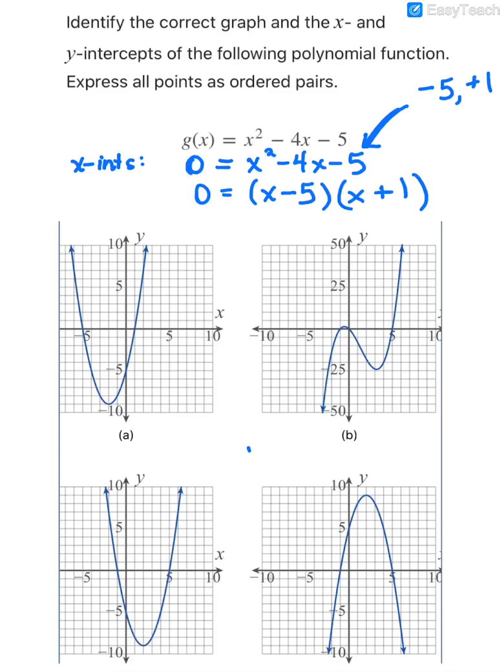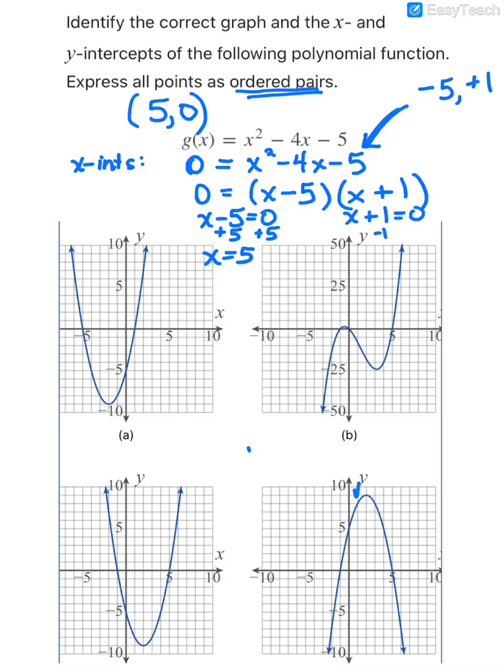If we set each factor equal to 0, so if x minus 5 is equal to 0 and we solve, one of my x-intercepts will be 5. Now, because they want us to write it as an ordered pair, we would actually write that as 5, 0. My other factor was x plus 1, so if we set that equal to 0, subtract 1 on both sides, then that x-intercept ends up being -1. And as an ordered pair, we would have to write that as -1, 0.